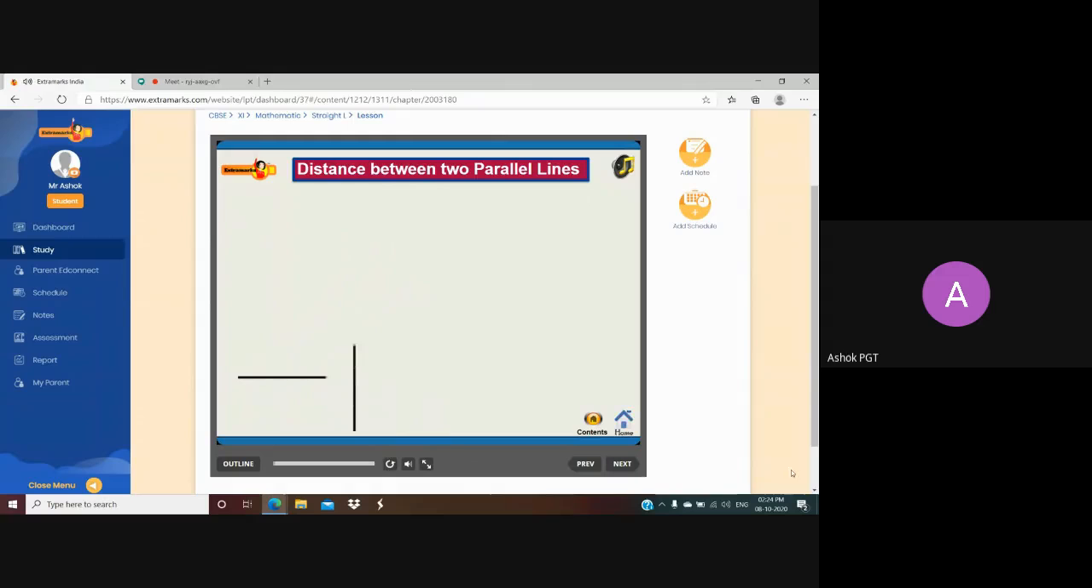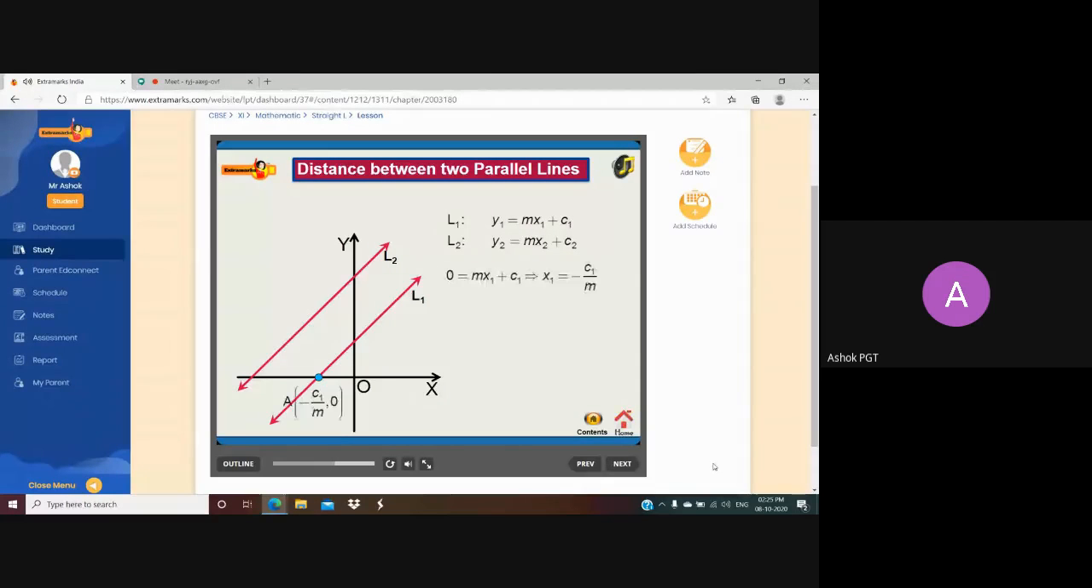Let us now try to find the distance between the two parallel lines. Let L1 and L2 be two parallel lines. We know that the slopes of parallel lines are the same. Hence, the equations of the lines L1 and L2 can be written as the following equations. Now, the point of intersection of line L1 with the x-axis is given by the following equation.